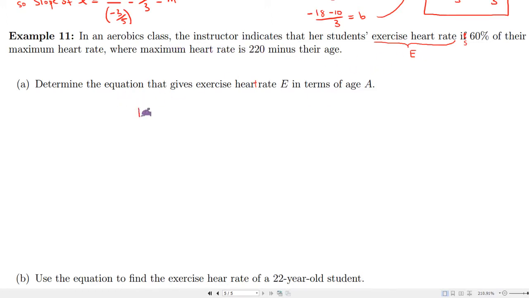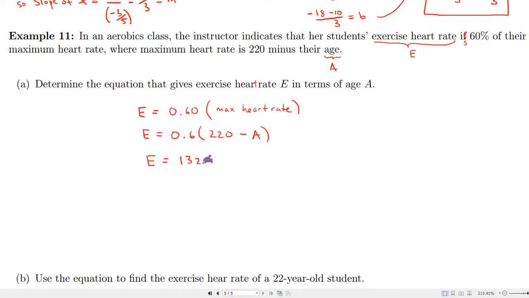So what do we have right now? We have E is equal to 60%, so that's 0.60, or you could just put 0.6, times the maximum heart rate. But what is the maximum heart rate? That is told to be 220 minus their age, and the age, we're told, is the variable A. So that's basically it, but you could simplify it a little bit. We could distribute in the 0.6, and we will get 132 minus 0.6A.